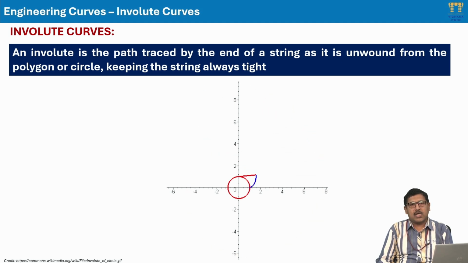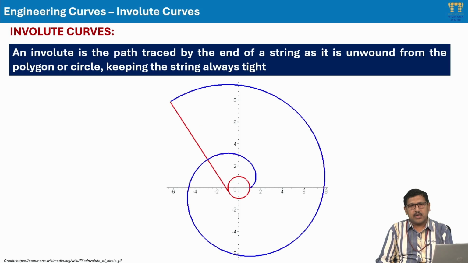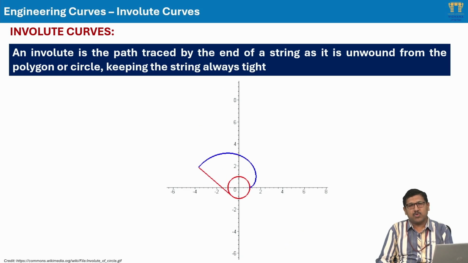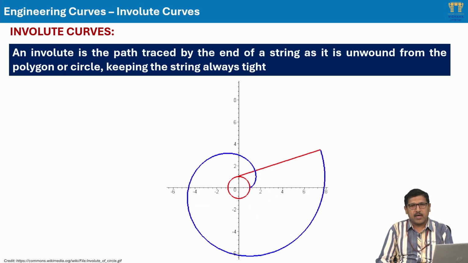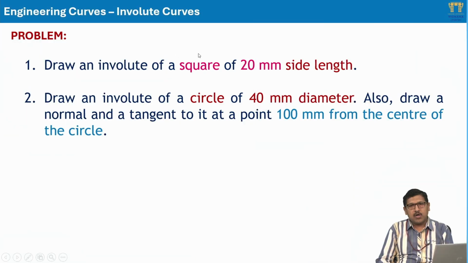This particular curve and its shape is particularly useful in gears, that is the design of gear tooth profile, as well as other mechanisms that are used in watches or clocks. Now in order to learn the construction of involute curves, we will go through these problems. The first one is to draw an involute of a square of side length 20 mm. So now let us move to the demonstration.